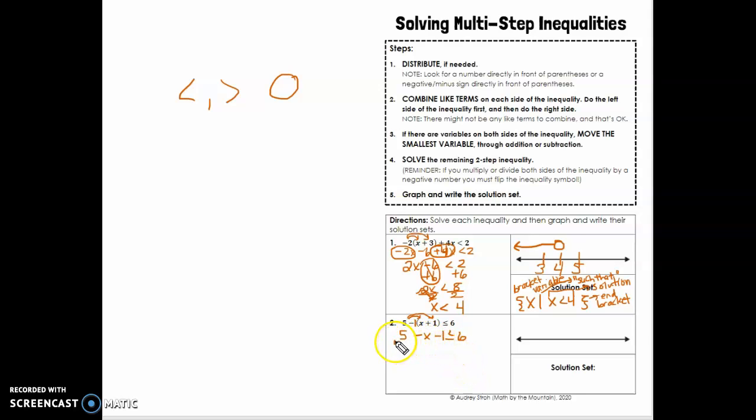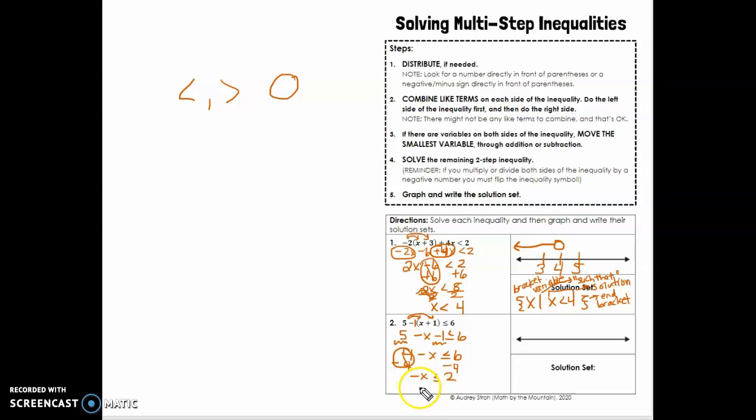Combine like terms. I have a 5 and a negative 1. That gives me 4 minus x less than or equal to 6. Isolate my variable. I'm going to subtract 4 from both sides. That zeroes out, and I get negative x is less than or equal to 2.